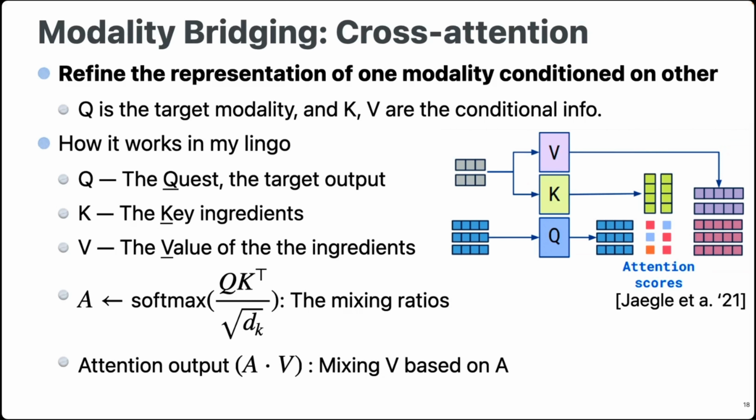And the K and V would be the conditional information. So say the query would be, for example, the text tokens, and the K and V generally would be the image tokens. What we are doing is refining the text tokens conditioned on the information that we can extract from the K and V. And we refine the information of the text, or the captions, if you like.